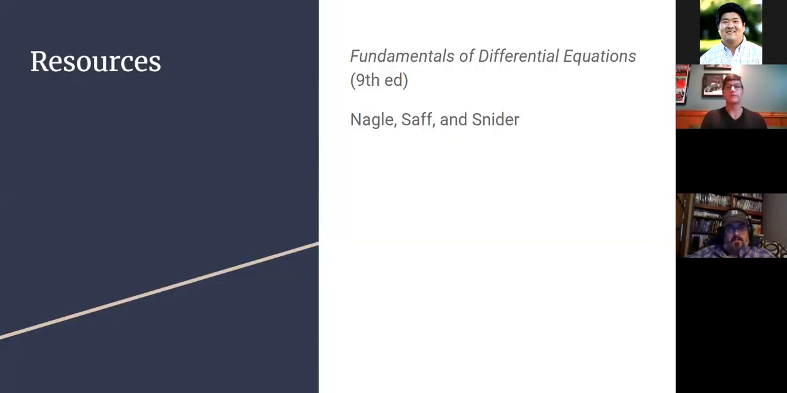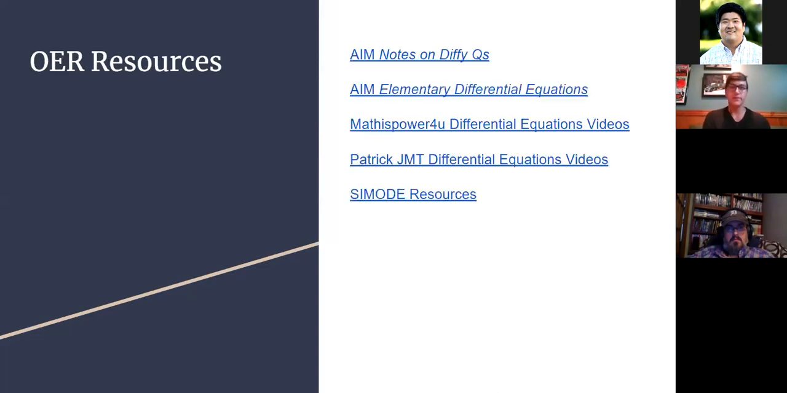As far as resources, the only resource that I used for the project that I did was the textbook we had, Fundamentals of Differential Equations by Nagel, Saff, and Snyder. Even if that's not the textbook you're using, but you saw it and you liked the projects, you could potentially just photocopy the projects and hand them out as an assignment in class, or think about using those. The only downside is it does cost money.